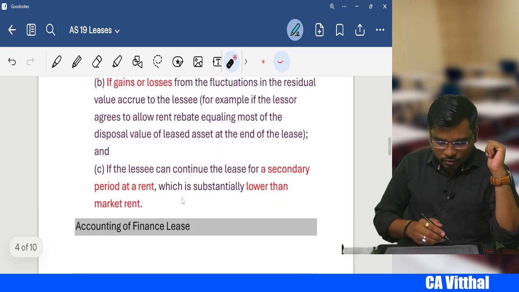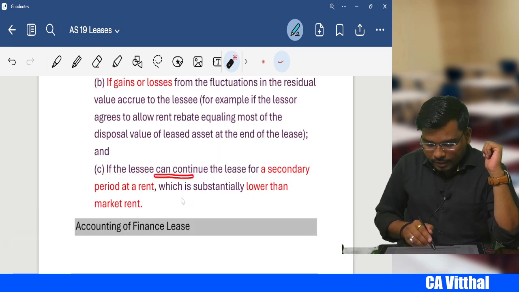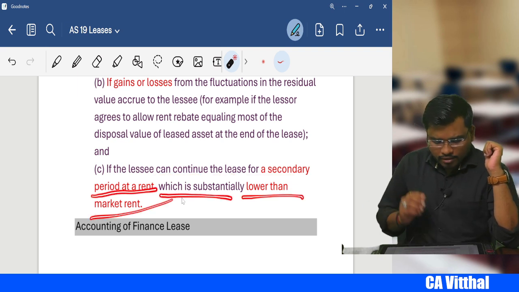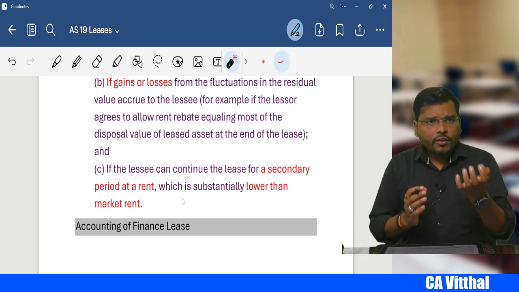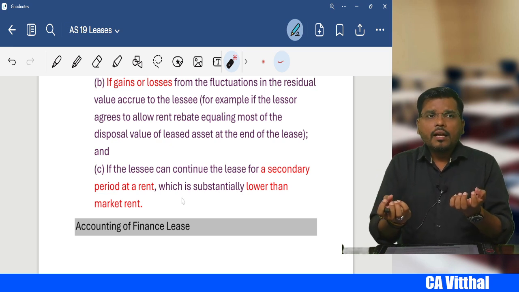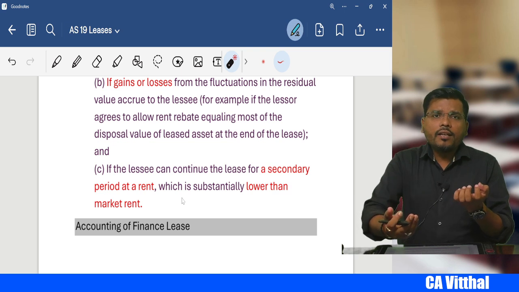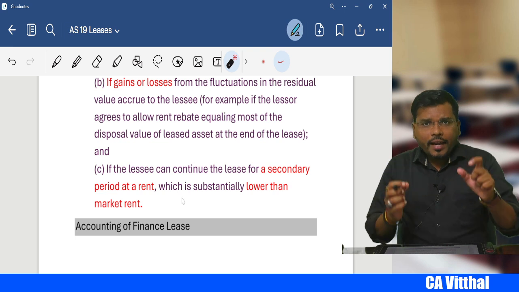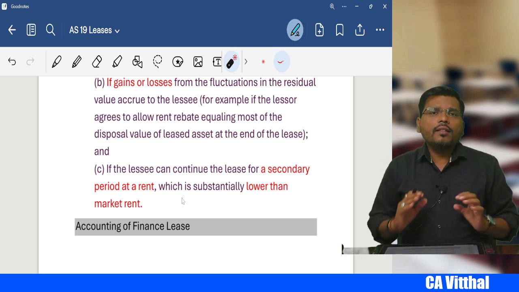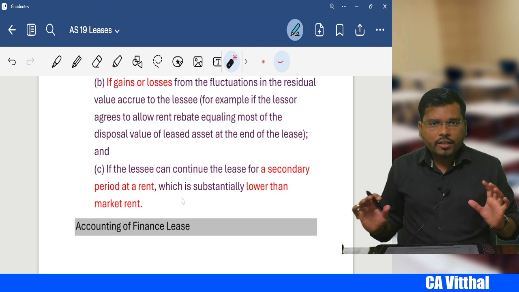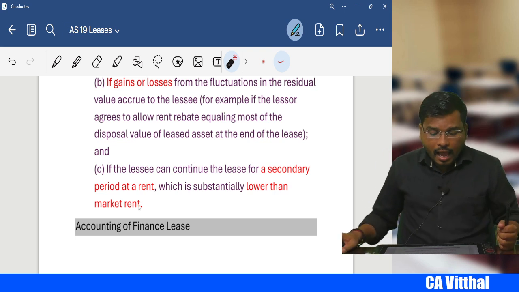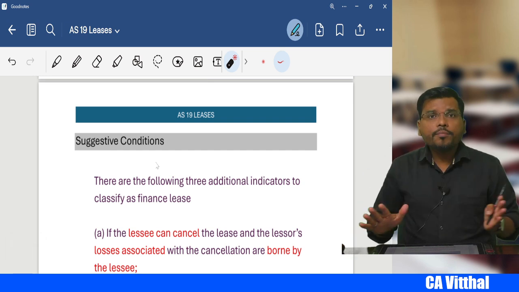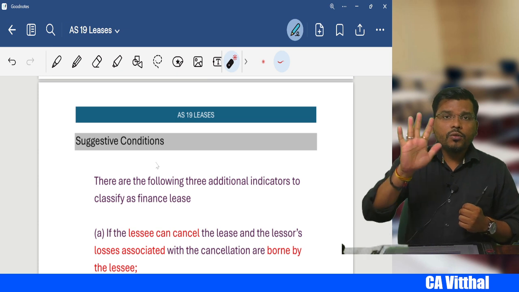The lessee. Next, my dear student, if the lessee can continue the lease for a secondary period for a rent which is substantially lower than the market rent. That means first the asset has been leased, then after the lease period ends, the lessee takes the asset again for a secondary rent, and that rent is less than what, sir? Market rent. We call that lease a finance lease. Right, my dear students, so there are a total of 5 indicators and 3 suggestive conditions. Again I repeat, these conditions are not important. What you need to remember are the 5 indicators.